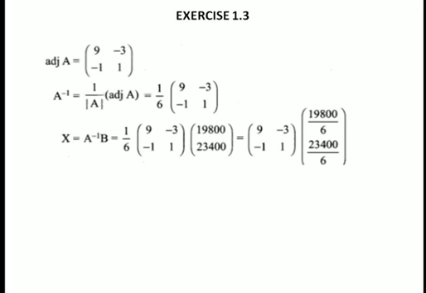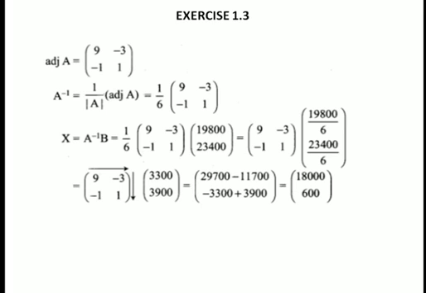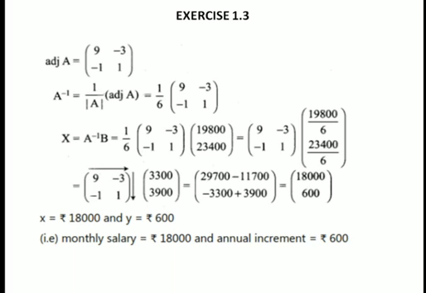You substitute the values and get 18,000 and 16,600, simplify that, and after that you get the values. X equal to rupees 18,000 and Y equal to rupees 600. Monthly salary equal to rupees 18,000 and annual increment equal to rupees 600.